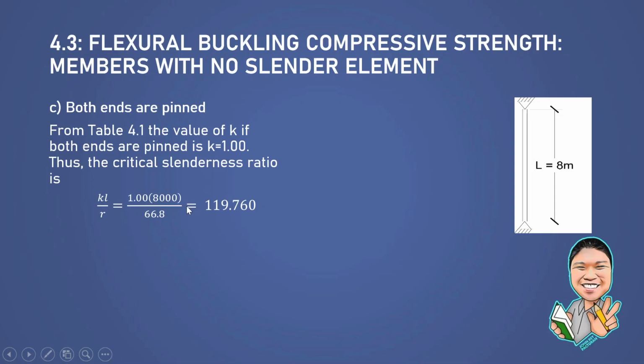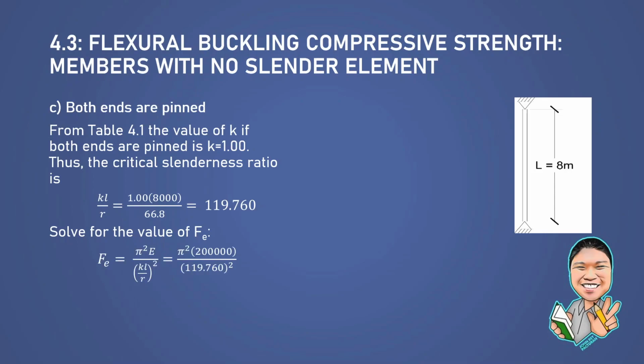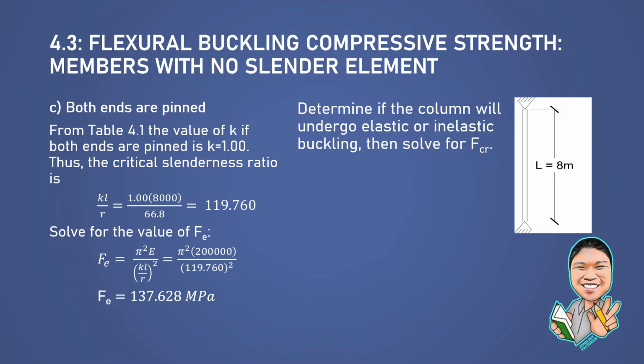After nyong mahanap yung critical slenderness ratio, hanapin nyo na yung value ng Fe. So, di ba parang paulit-ulit lang naman ang solution natin dito. So, which is pi squared E all over KL over r squared. So, pi squared times 200,000 divided by 119.760 squared. So, ang sagot natin doon is 137.628 megapascal. And kapag nahanap nyo na po yung Fe, ang magiging next step is i-determine natin if the column will undergo elastic or inelastic buckling, then solve for Fcr.